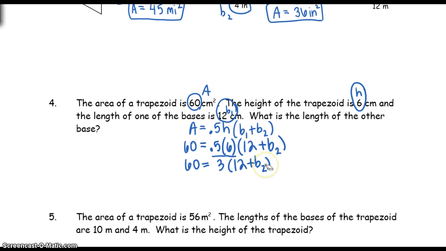What are we going to do? Let's just distribute. So 60 equals 36 when I distribute, and then 3 times B sub 2 is 3B sub 2. Now we got a regular old equation. Let's get rid of the 36. So I subtract 36 from both sides. So 60 minus 36 is 24.